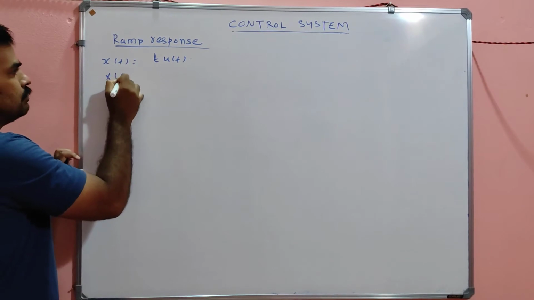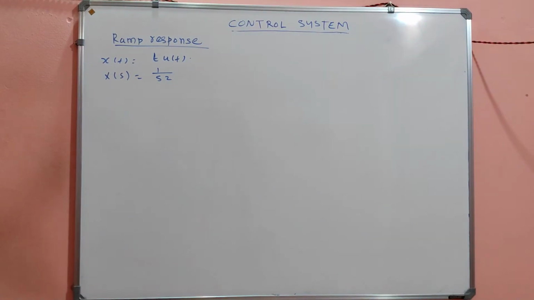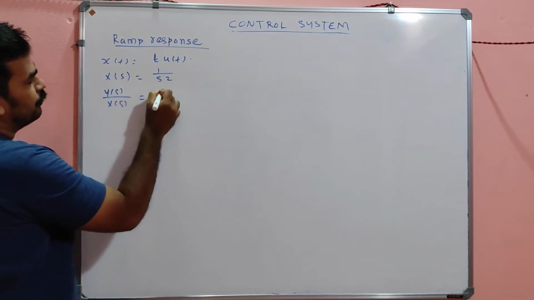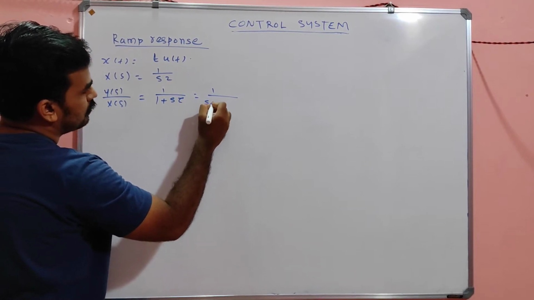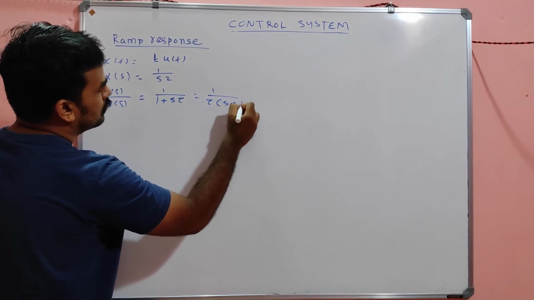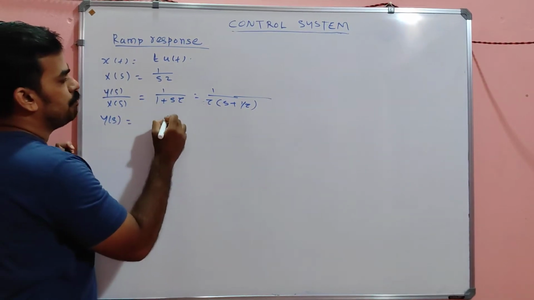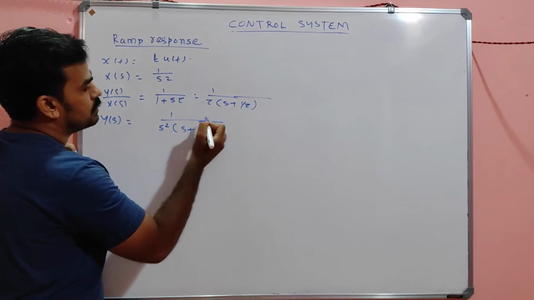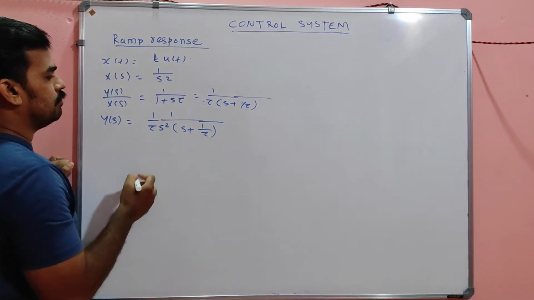So X of s will be 1 by s square, correct? So what will be our Y of s by X of s now? 1 divided by 1 plus s tau, right? Or simply 1 divided by tau into s plus 1 by tau. Am I correct, my dears? So what will be Y of s now? Simply 1 by s square into s plus 1 by tau. So 1 by tau is also there now.